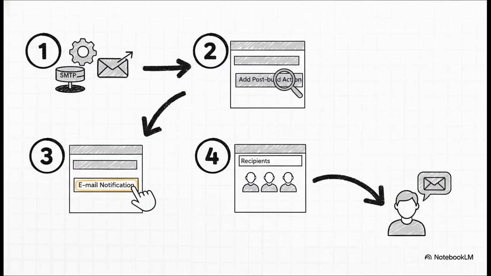And honestly, setting this up is a breeze. First, you just configure your email server settings in the main Manage Jenkins section. Then you go into your job, add what's called a post-build action, and choose email notification. You just pop in the email addresses of whoever needs to know, and that is it. Jenkins now has a complete feedback loop.